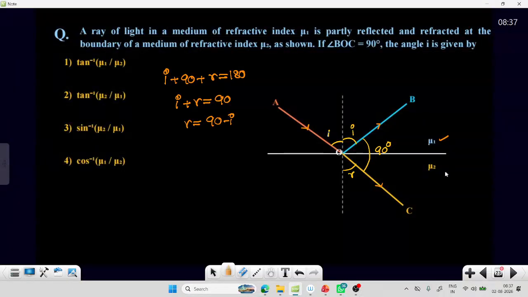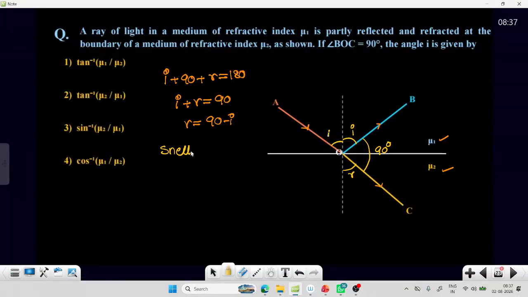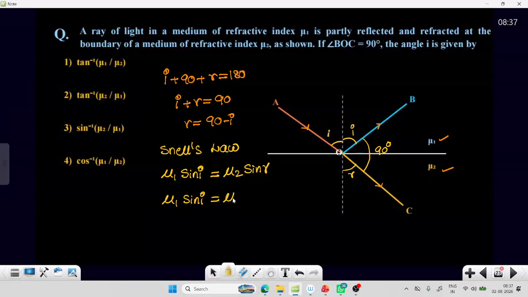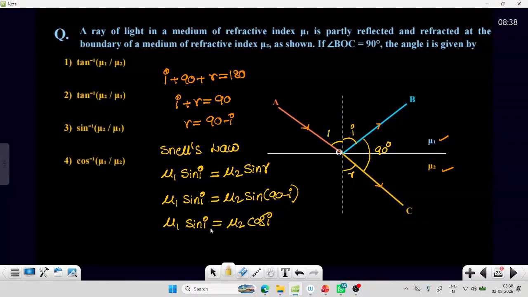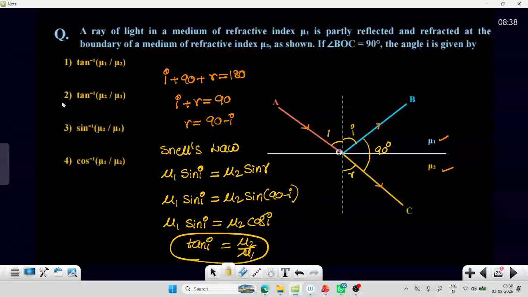This medium has refractive index mu1, this is mu2, and we apply Snell's law, which is mu1 into sine I equal to mu2 into sine R. So mu1 into sine I is equal to mu2 into sine of 90 minus I, which is mu2 into cosine I. From this, tan I equals mu2 by mu1. So that is option 2.